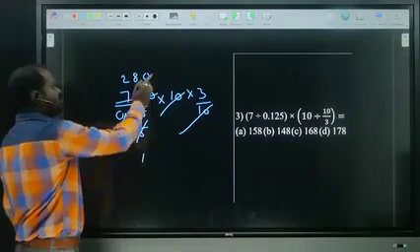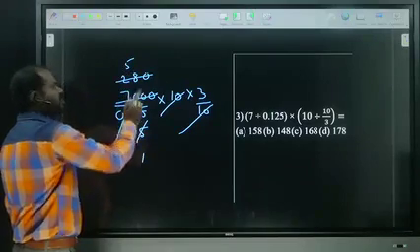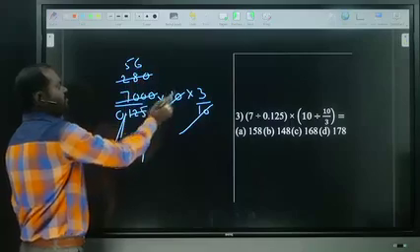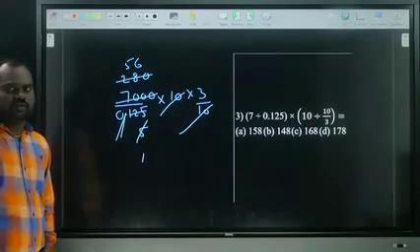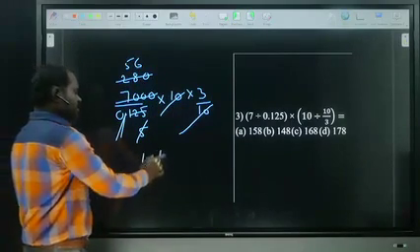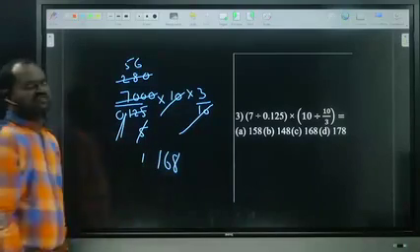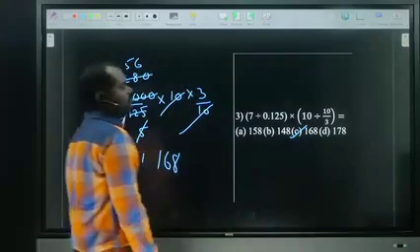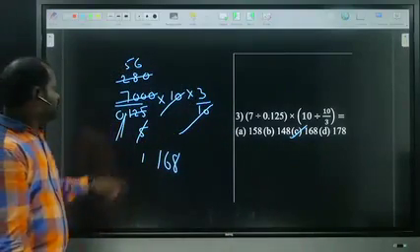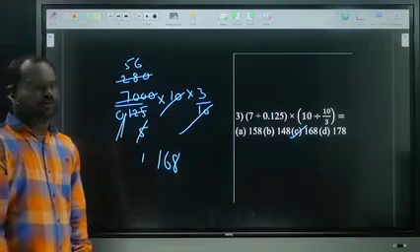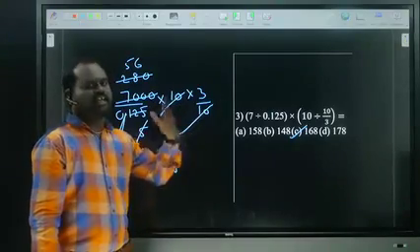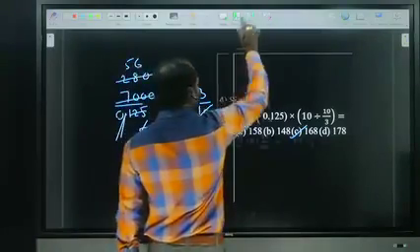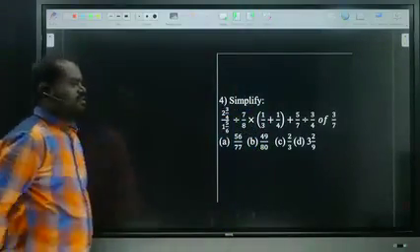5 ones, 5 fives are 25, 3 balance, 30 means 5 sixes, so 56 into 3. 56 into 3 how much? 168. So what is the option? Option C. Right, 7 divided by 0.125: if you remove the point you will get 3 zeros, and next 10 into, the division you make into a fraction, reverse order. Right, now next.